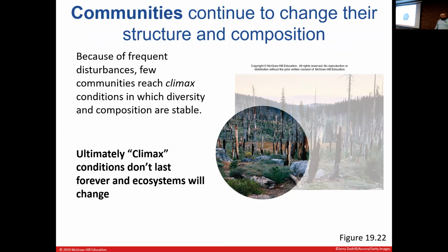The communities are going to continue to change their structure and composition over time because of the frequent disturbances. Few communities reach that climax condition in which diversity and composition are stable. So ultimately, that climax condition doesn't ever last forever, and the ecosystems are going to change. I actually really hate the term climax because, yeah, it's the end of the line for now, but everything always changes. There's always a gradient. There's always a gray area when it comes to biology. All right.